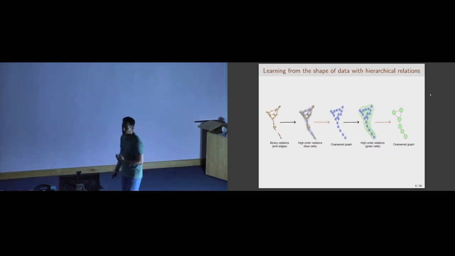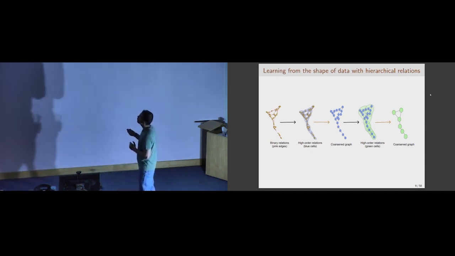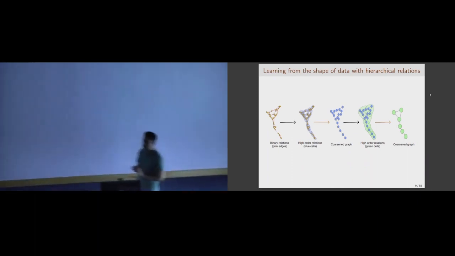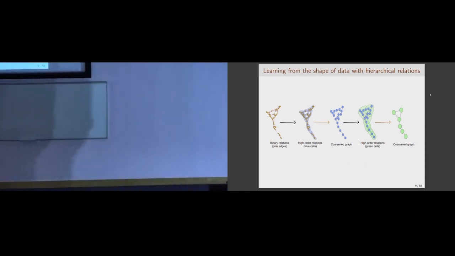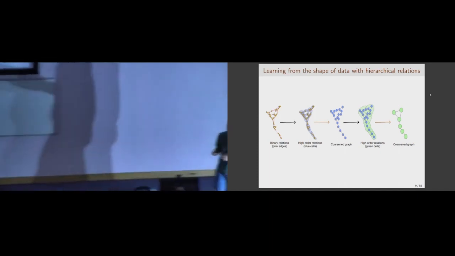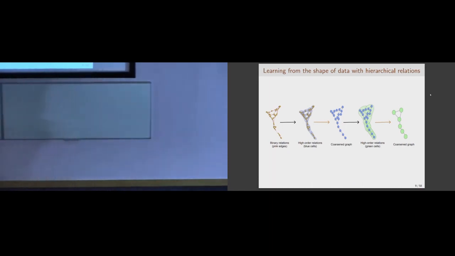So another motivational slide to try and demonstrate how topology is important is this one, which is about learning the shape of the data. So let me try to walk you through this slide. Initially, on the leftmost figure, we just have a graph. There's no higher order information. I know that I've been deliberately vague with the term higher order domain. This will become more concrete in subsequent slides.